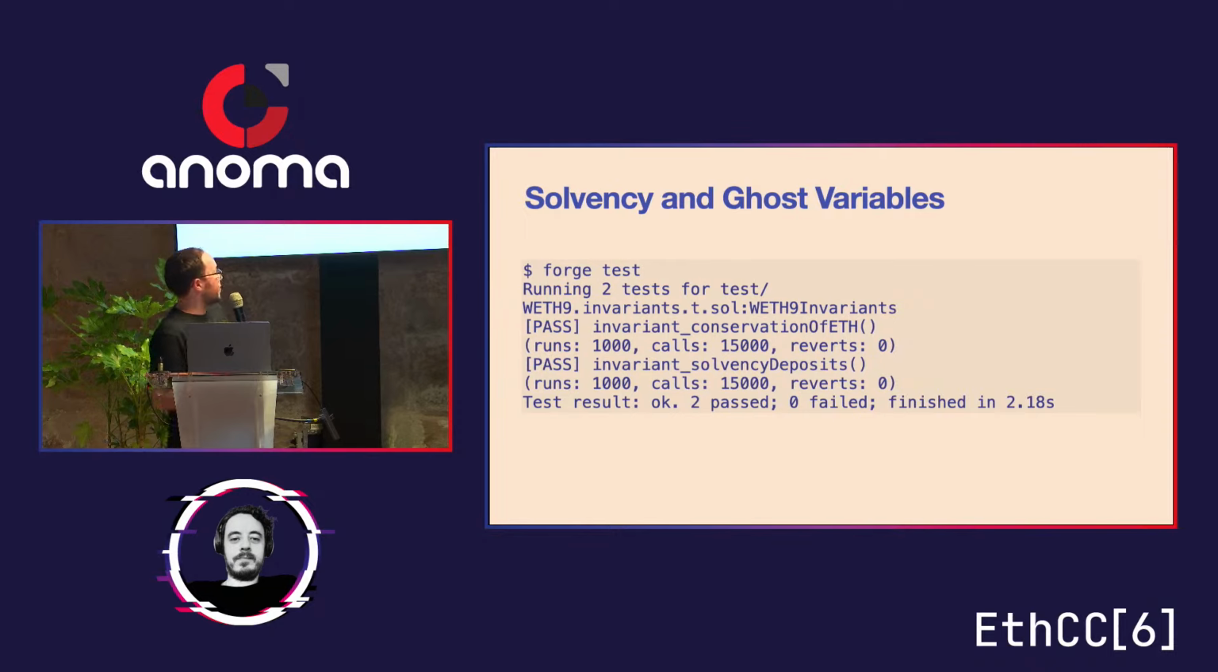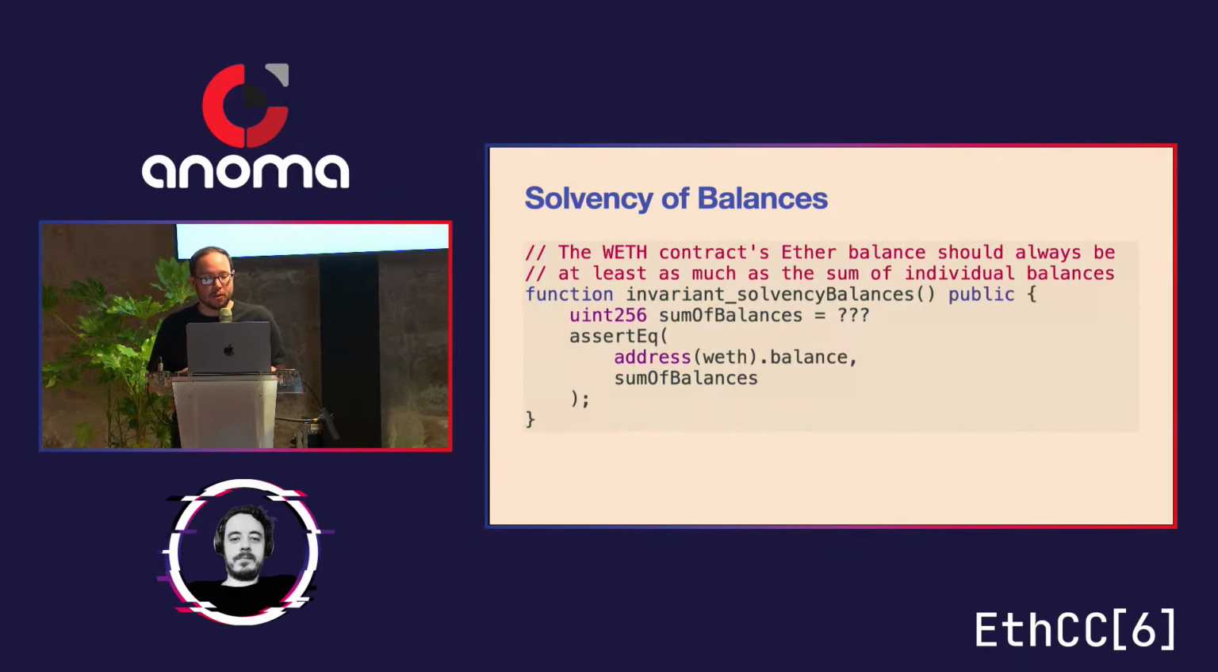Cool, so that's our second invariant, solvency of deposits. Let's look at another solvency invariant. This is going to be the most complex one, which I'll call solvency of balances. So solvency of deposits was looking at all the deposits that have ever come in, all the deposits that have ever gone out of the contract. Solvency of balances is a little bit different. For this one, we want to check that the ether balance of the contract should be equal to the sum of all individual balances in the contract, and that includes balances before and after transfers.